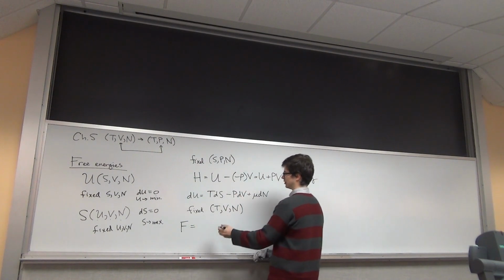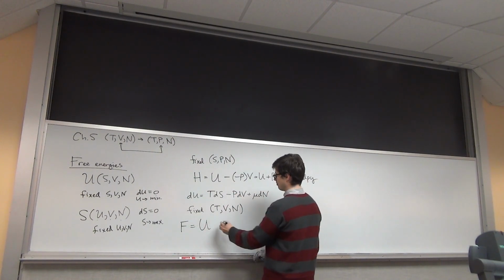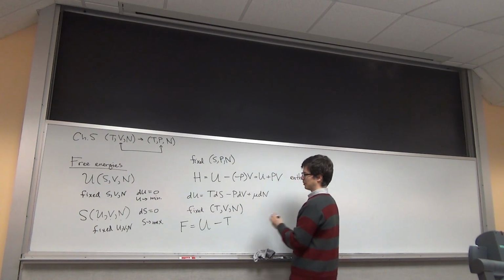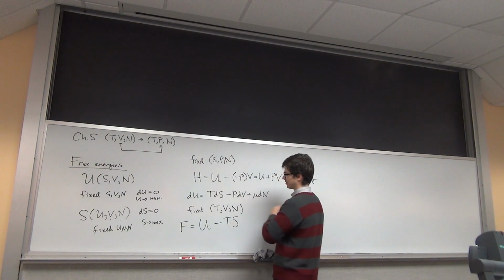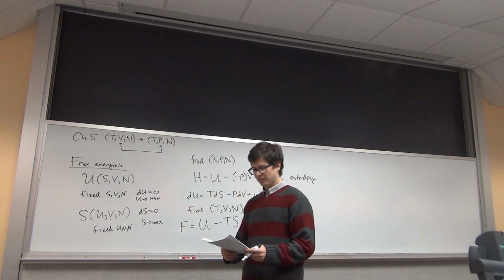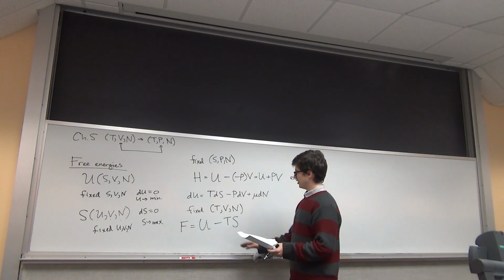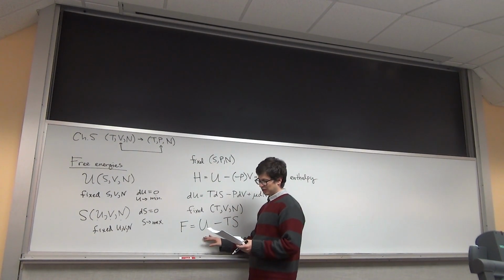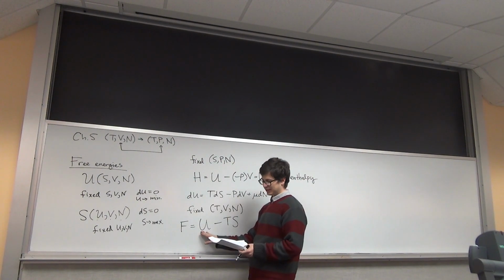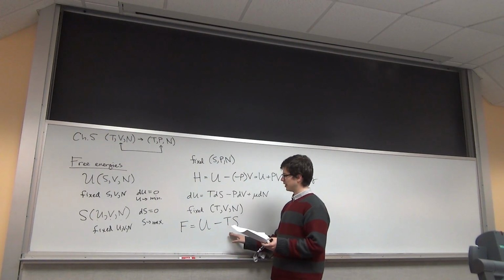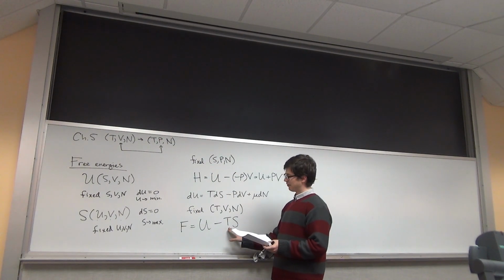And that was just the Legendre transform again. U minus what? The derivative part, which is T, times the conjugate variable, S. So that's what it was. And so what does this represent? You can sort of think about this as the energy it takes to make the system minus the amount of heat you would get from the environment, that you would get if you're at constant temperature.